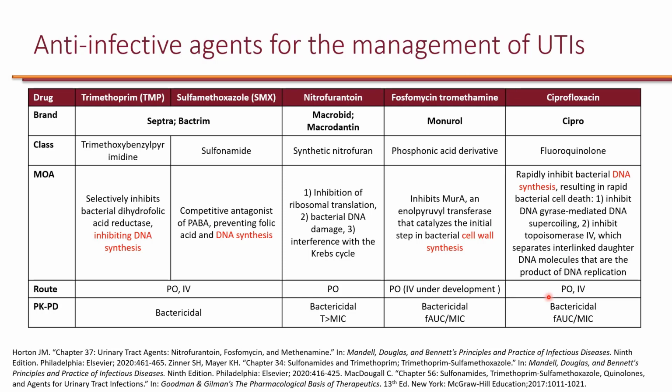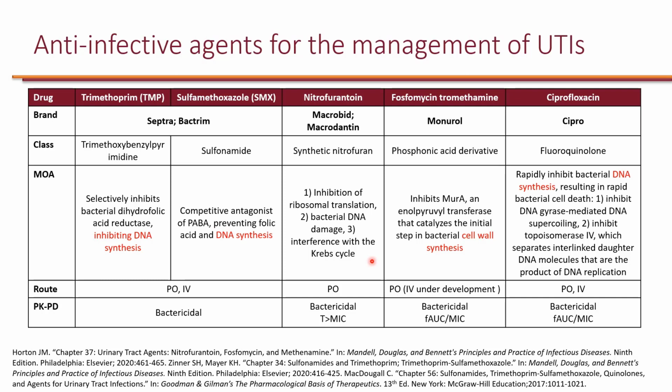Fosfomycin is only available as oral in the United States currently, and an IV formulation is under development. And the way it works is that it inhibits MurA, which essentially inhibits the initial step in bacterial cell wall synthesis. Nitrofurantoin is also only available as an oral option, and there are three proposed mechanisms of action for it, which include inhibition of ribosomal translation, bacterial DNA damage, or interference with the Krebs cycle or citric acid cycle.